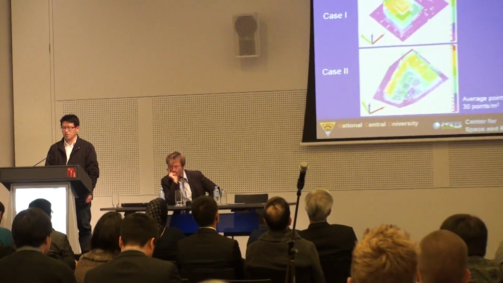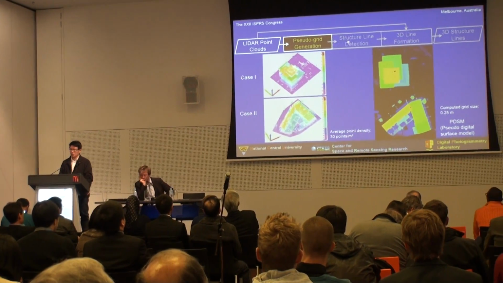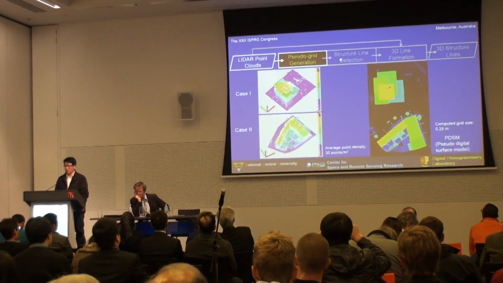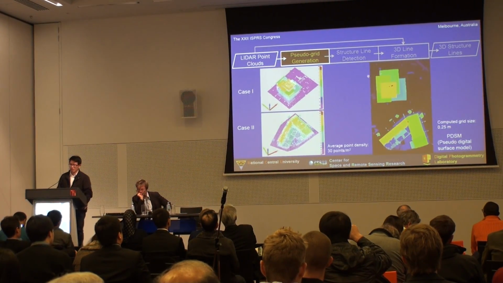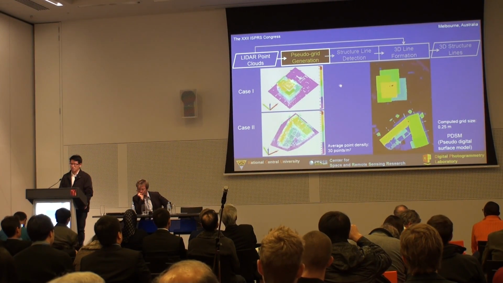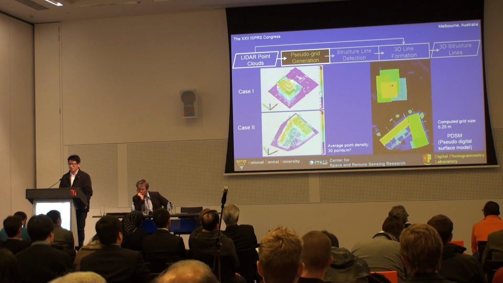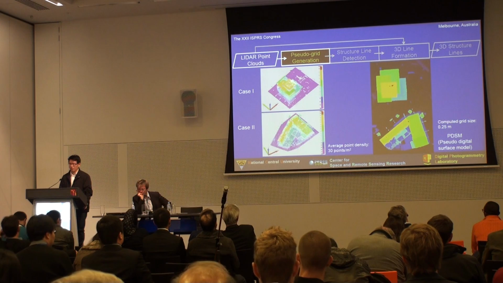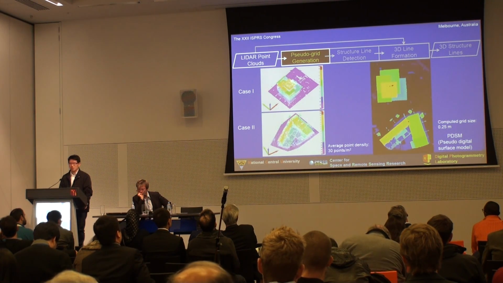The whole procedure is like this. We have three parts. The first one is the pseudo-grid generation. The second part is the structure line detection, and the third one is the 3D line formation. Today we just propose two cases, a flat roof and a flat roof with parapets.